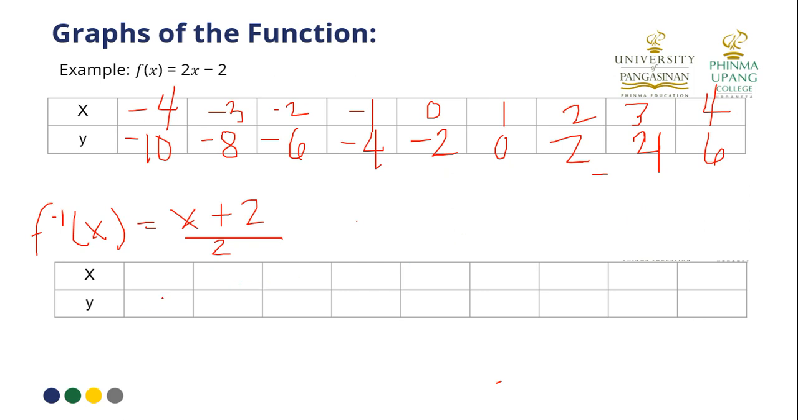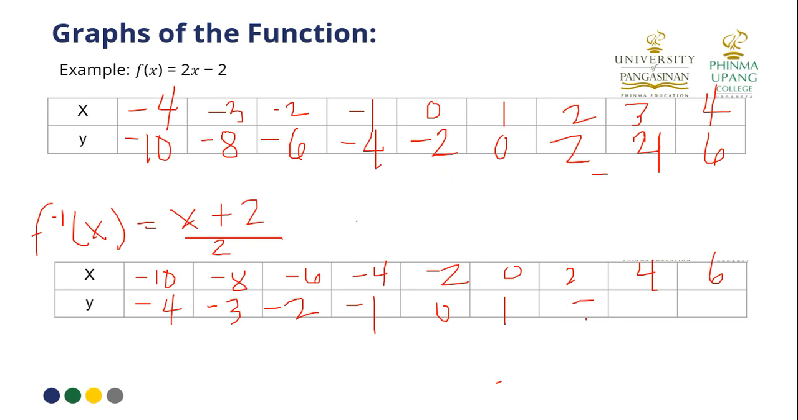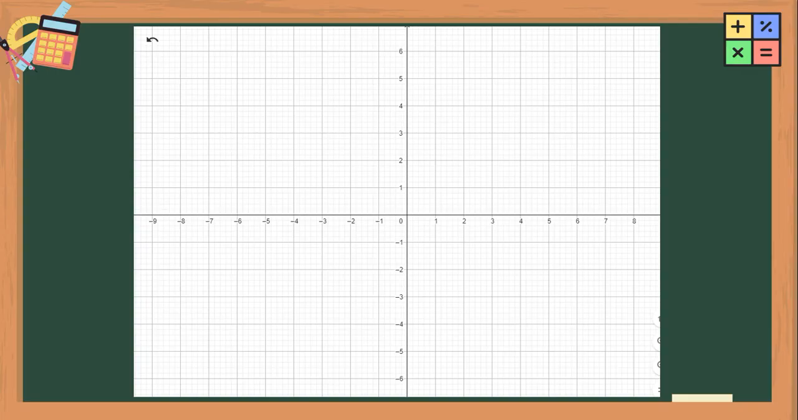Next. So, since nahanap na natin yung table of values ng ating original function, madali na natin hanapin yung value ng inverse function. So, magiging negative 10, negative 8, negative 6, negative 4, negative 2, this is 0, 2, 4, and 6. So, this is negative 4, negative 3, negative 2, negative 1, 0, 1, 2, 3, 4. Gets po?